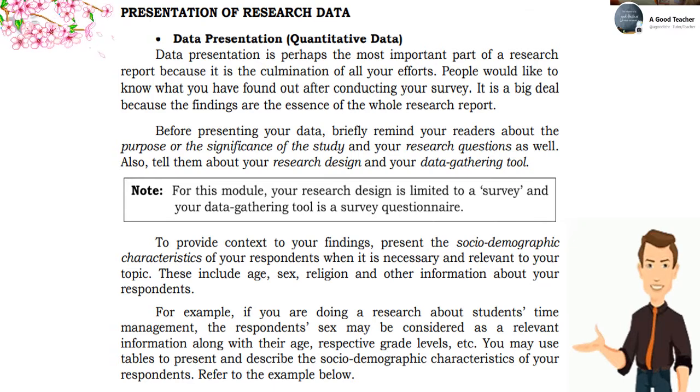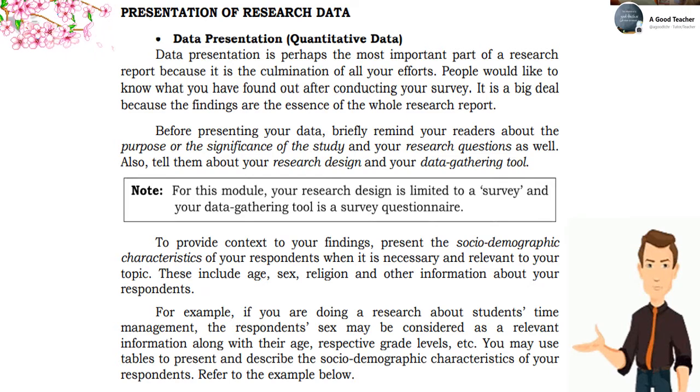To provide context to your findings, present the socio-demographic characteristics of your respondents when it is necessary and relevant to your topic. These include age, sex, religion and other information about your respondents. For example, if you are doing a research about students' time management, the respondent's sex may be considered as irrelevant information along with their age, respective grade levels, etc. You may use tables to present and describe the socio-demographic characteristics of your respondents.